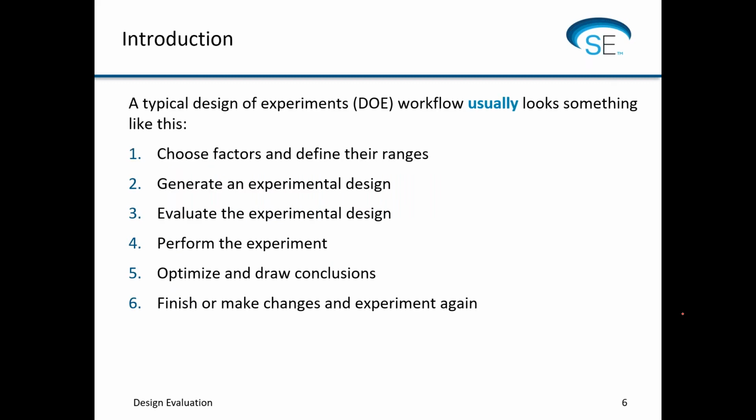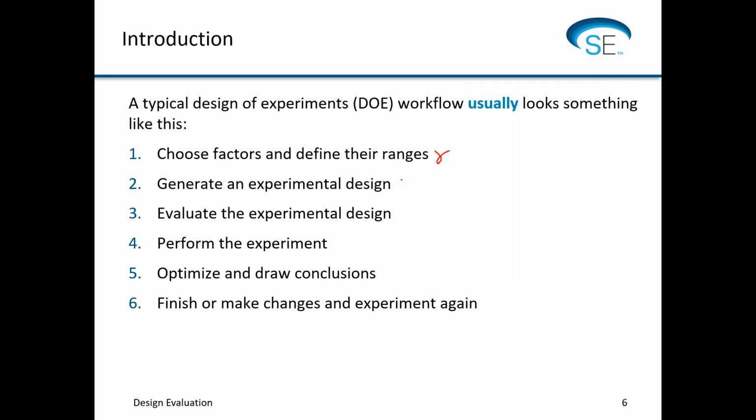So we'll start with this. A typical DOE, design of experiments workflow, usually looks something like this. I mean, this is not set in stone. There are some iterations and alterations of this that are available, but typically the first thing you would do is choose your factors. So you start with the problem, you choose the factors, meaning what is it that you're going to vary in your experiment, and you define the ranges, meaning, across what range do you want to look at your factors?